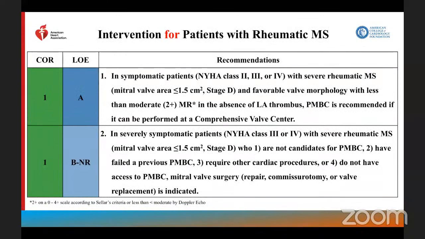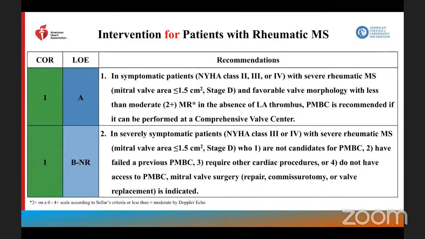For intervention for patients with rheumatic MS, in symptomatic patients with NYHA class 2, 3, or 4, severe rheumatic MS, mitral valve area being equal or less than 1.5 centimeters square, so stage D, and favorable valve morphology with less than moderate MR, plus 2, in the absence of LA thrombus, the percutaneous mitral balloon commissurotomy is recommended if it can be performed at a comprehensive valve center. That's a class 1 recommendation.